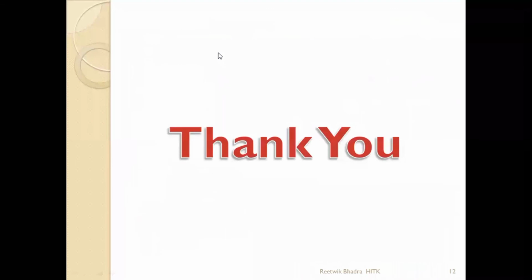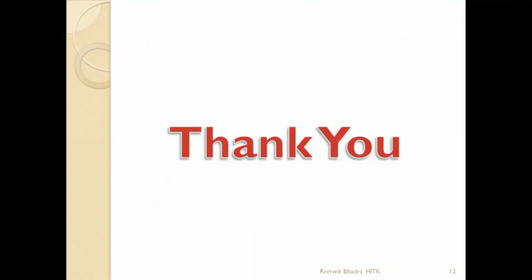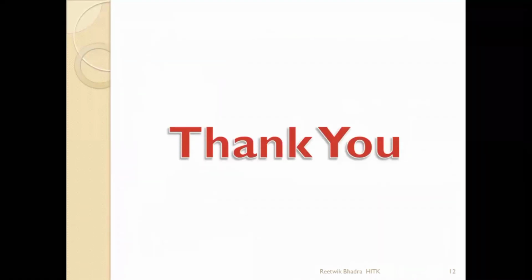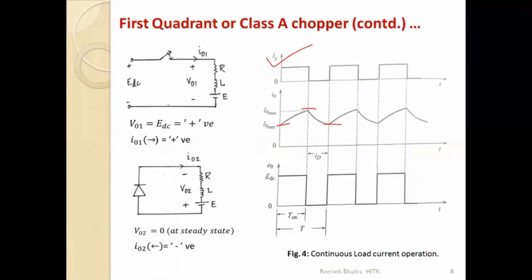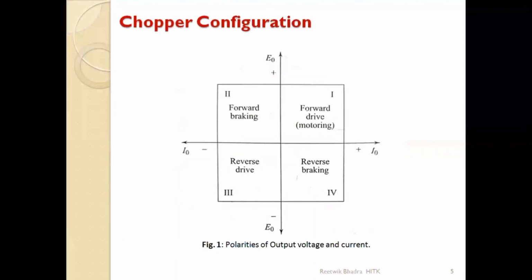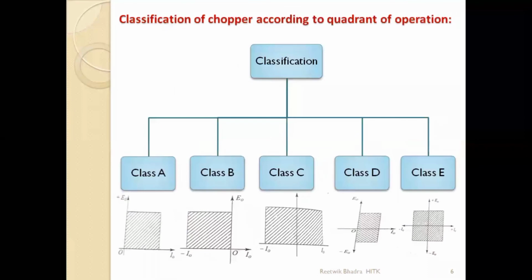Okay, that is it for today. If you have any doubt about how classifications are made and all, you can ask me. These things are all basically on the quadrant of operation, which quadrant it is operating in. Next, this is classified as class A to E. Positive voltage, positive current, which are quadrants A and B, we have discussed today. Next day we'll try to discuss C, D, E and check how this is done.